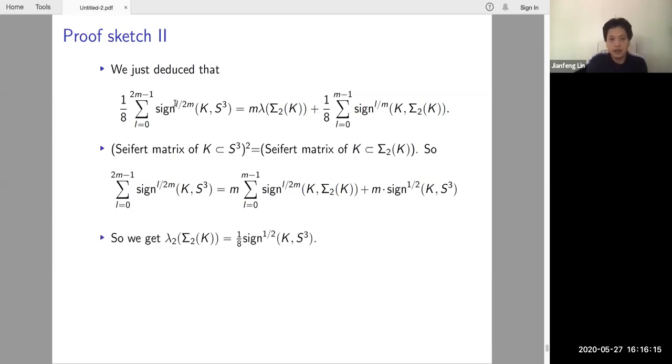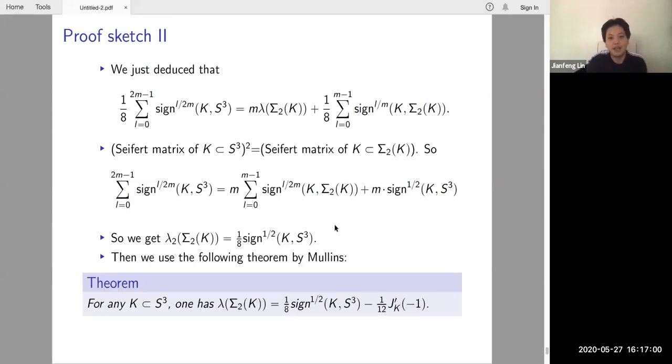Plugging this relation into the formula we just got, we obtain this simple relation: suppose Σ_{2m}(K) is an L-space, then the Casson invariant of the branched double cover equals 1/8 the signature of the knot. It's interesting to see that the 2m-fold branched cover doesn't appear in this relation. This relation is purely about the double branched cover and the signature. Somehow all the information about Σ_{2m}(K) gets canceled in this relation.